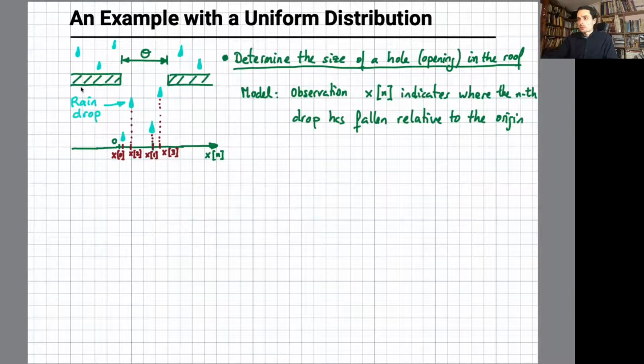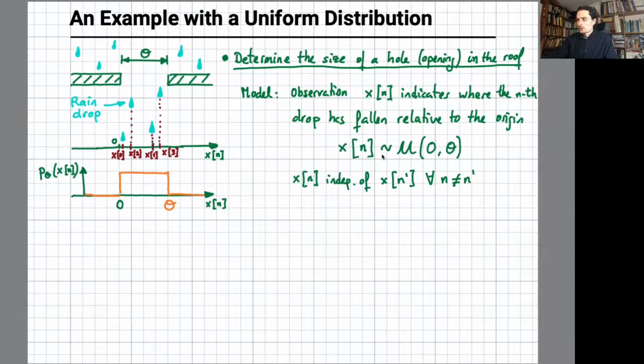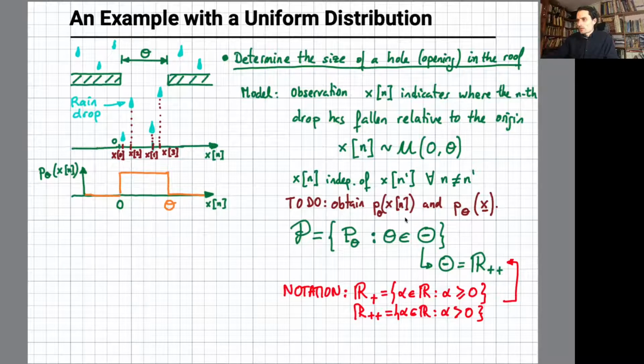Yet another example. Suppose that we would like to estimate the width of a hole in the roof, and to this end we observe where raindrops fall on the floor. Let xn denote the distance from the position where the nth drop has fallen to the origin, which is placed right under the left endpoint of the hole. So in this situation, it is reasonable to assume that xn is uniformly distributed between 0 and theta, and that these positions are independent of each other, precisely because of the physical process that generated the drops. Again, you may write the marginal PDF and the joint PDF.